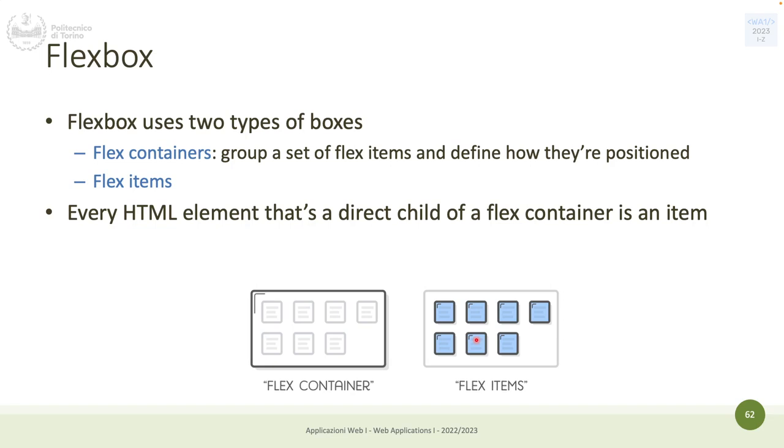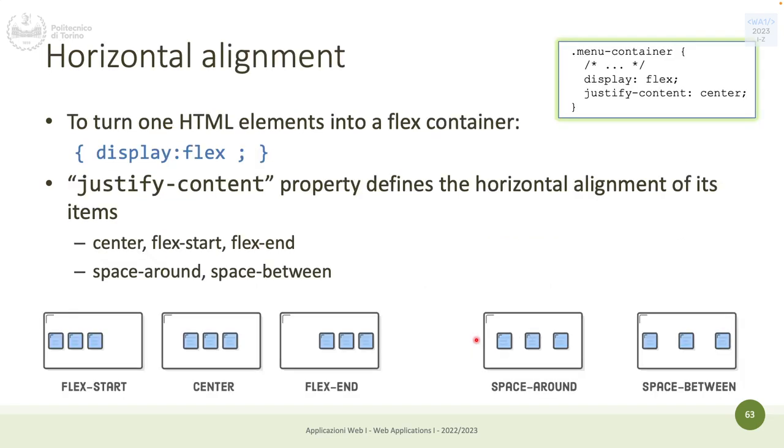The second level, the child within a child, will revert to the normal display, block or inline according to the type of the element, or display table in case of a table. So if you turn a container into a flex container, you just need to write display flex in CSS. Then you can define some properties. For instance, justify horizontally the elements. So you can say all the elements should be on the left, or centered, or at the end of the page.